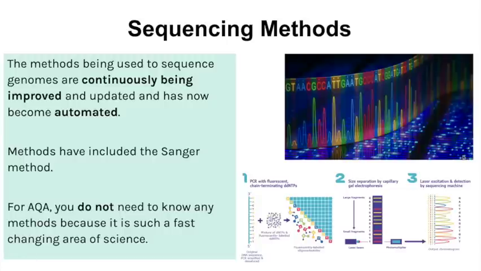Now, sequencing methods being used to identify this DNA base sequence are continuously being improved and now automated. And that's why AQA have taken it off the spec. You don't need to know any exact methods because they are so frequently improving that if you did learn one, it would probably be outdated within a year. There have been methods such as the Sanger method, but as I said, you don't need to know that because the science of how this is done is so fast changing. All AQA want you to be aware of is that sequencing methods are now automated and continuously being improved.